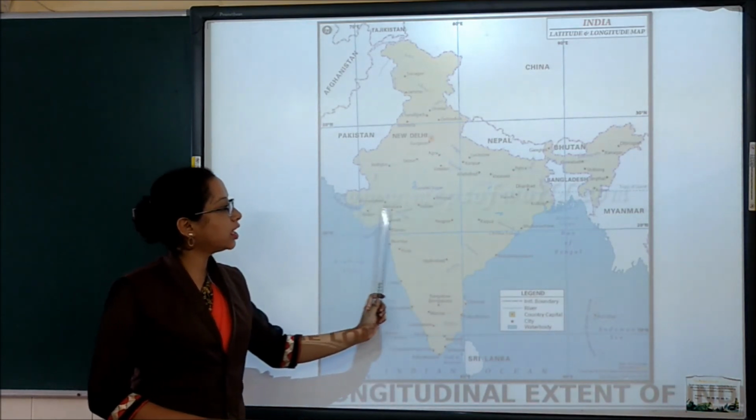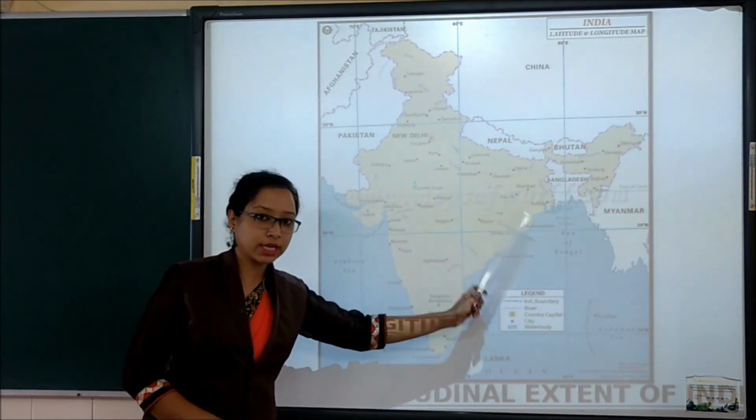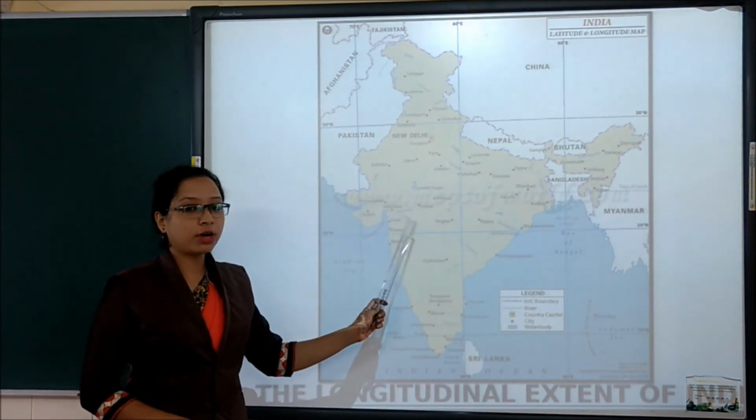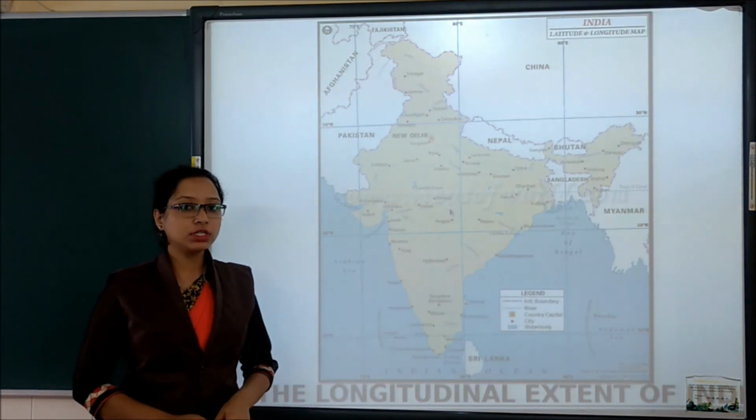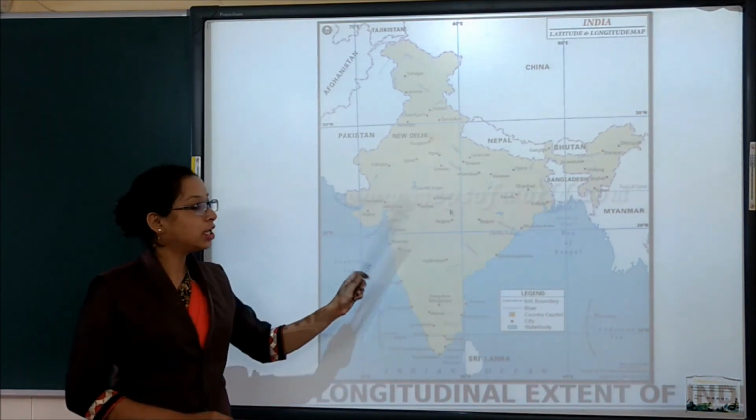And here you can see this is the Tropic of Cancer, which is passing through Madhya Pradesh. This is passing through Vidisha. If you want to see the Tropic of Cancer, you can visit Vidisha.